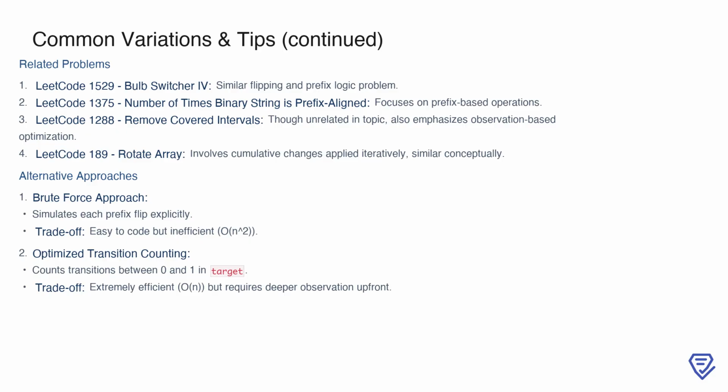As for alternative approaches, a brute force solution explicitly simulates each prefix flip. While this method is straightforward to implement, it's highly inefficient at O(n squared) complexity. On the other hand, a more optimized approach involves counting transitions between 0 and 1 in the target string. This method is efficient, with O(n) complexity, but it requires deeper upfront observation to identify the pattern.